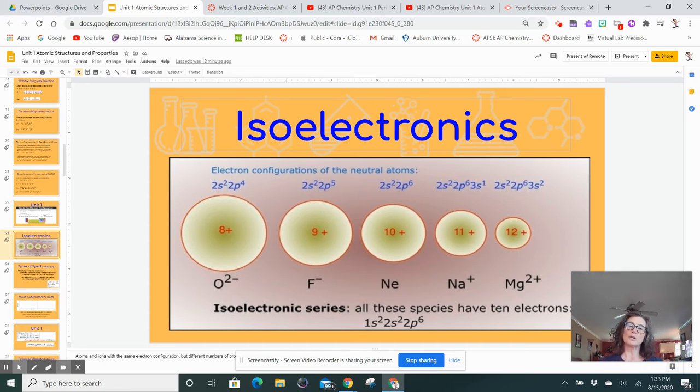Isoelectronics. Isoelectronics are where we have different elements, different ions, but they all have the same configuration because they all have the same number of electrons. So in each of these cases, these are all 10 electrons. If we add 2 electrons to oxygen, that gives me 10. If I add 1 electron to fluorine, that gives me 10. Neutral neon normally has 10. If I take 1 electron away from sodium, that gives me 10. And if I take 2 away from magnesium, that gives me 10. 10 electrons is always 1s2, 2s2, 2p6.